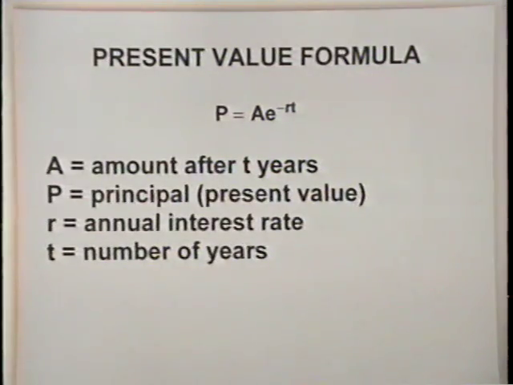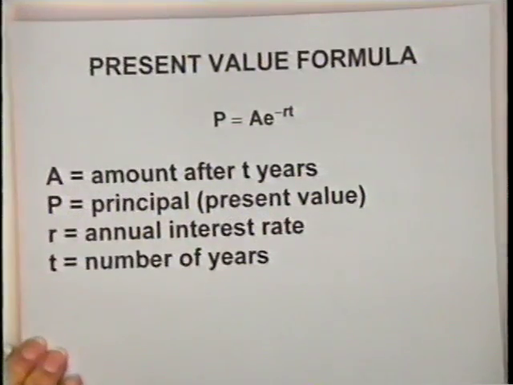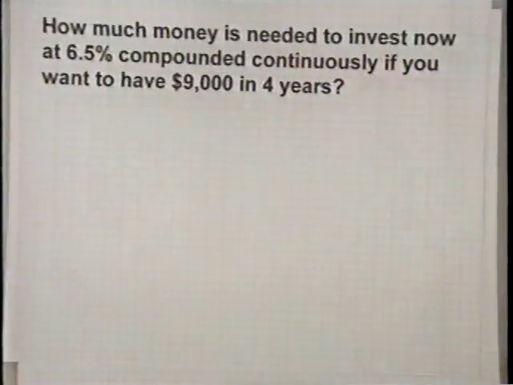P equals A times e to the negative rt. A is the amount after t years. P is the principal or present value. r is the annual interest rate. And t is the number of years. Okay? So let's use this formula and calculate a present value for continuous compounding.